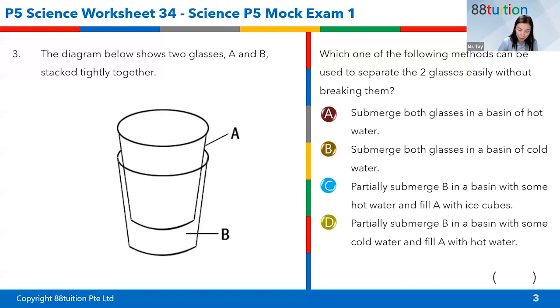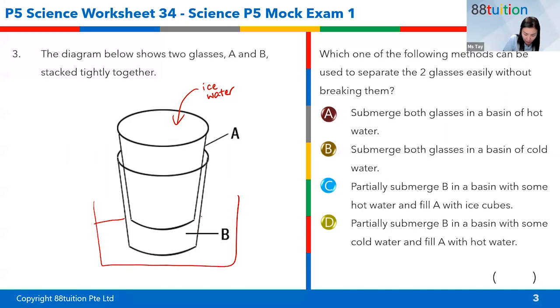Well done. So expansion, contraction. If these glasses are stuck together, the very clever thing to do is to put ice water or ice cubes here, and then you can submerge the outer cup in hot water or warm water. Agree or not? So this will lead to expansion in glass B, and then contraction in glass A. So you cause that kind of separation to happen. Yes, very good. Thank you, Gordon. Okay, so what's the answer over here? Answer is C.